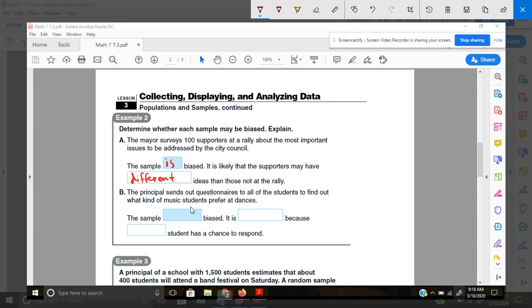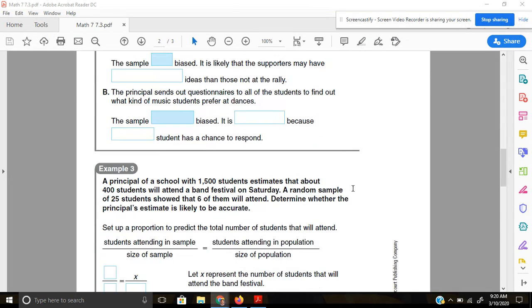Letter B says the principal sends out questionnaires to all of the students to find out what kind of music students prefer at dances. So the sample is not biased because it is random, because he sends it out to all of the students, because every student has a chance to respond. So that's not biased. That's a good thing when a sample is not biased. All right, let's look at our last example.